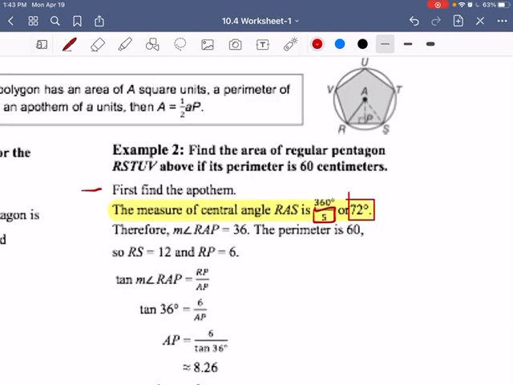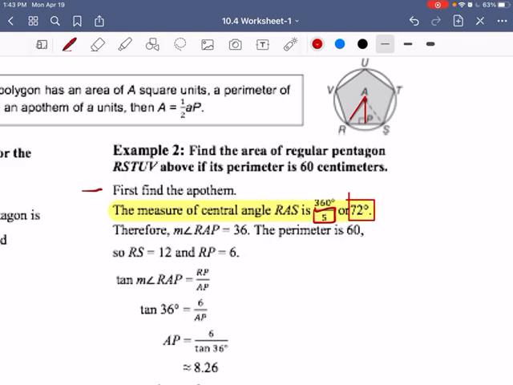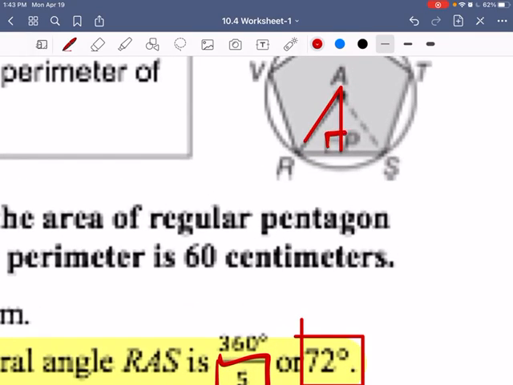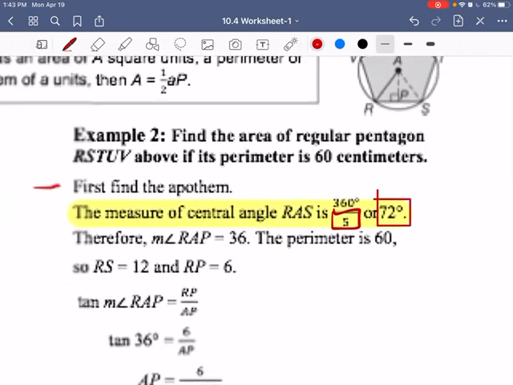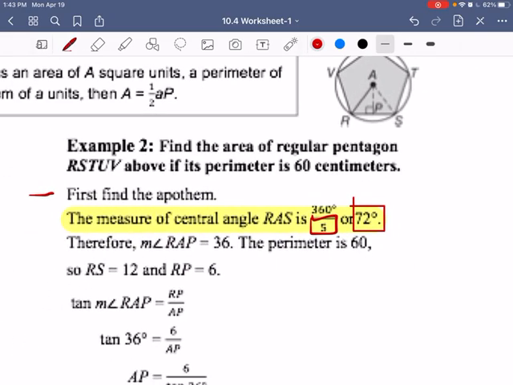Then we find that this angle right here, angle RAP, is going to be half of that, because that's a perpendicular bisector right here. That's what this 90-degree angle tells us: it's bisecting both this line and this whole angle, so that angle 1 would be equal to angle 2, and side 1 would be equal to side 2. So that's what's happening right there. And that's why if the whole thing is 72, half of it is 36.